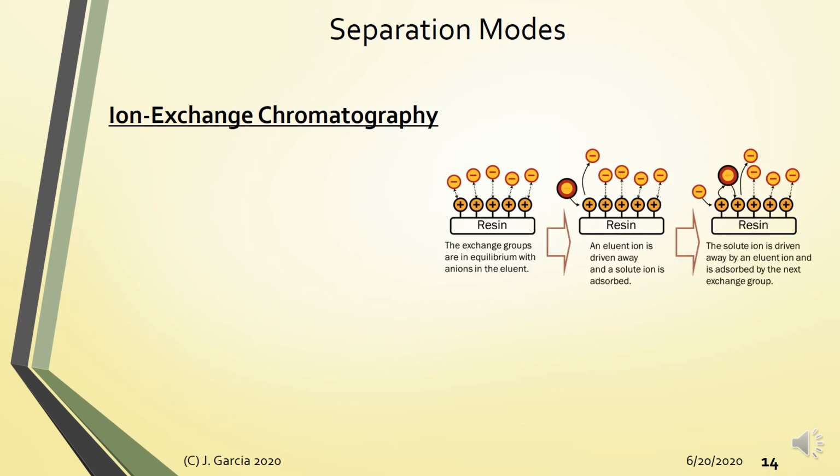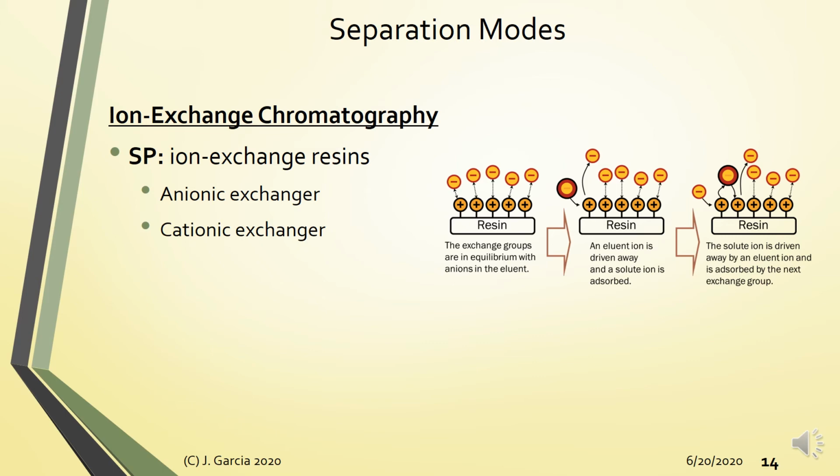Next, you have your ion exchange chromatography. The stationary phase used are what you call ion exchange resins. There are two types: you have your anionic exchanger and cationic exchanger. Now, for anionic exchanger, the charge of the stationary phase is positive.